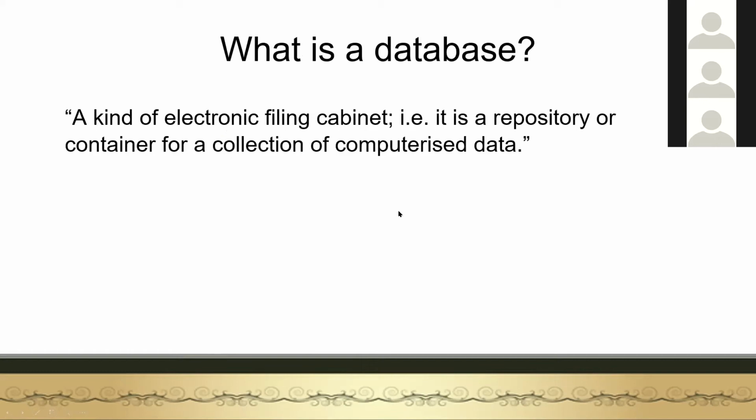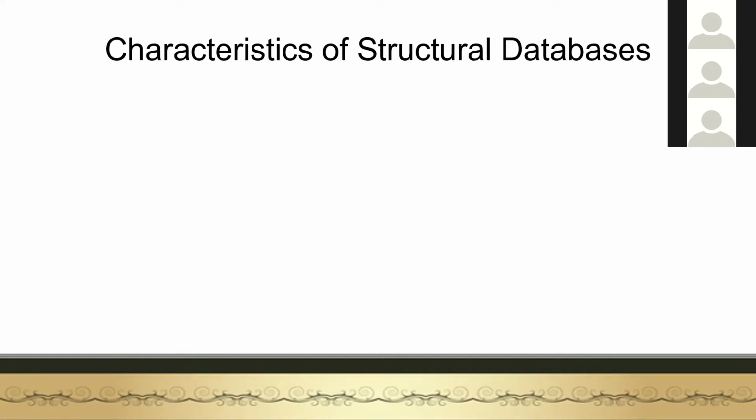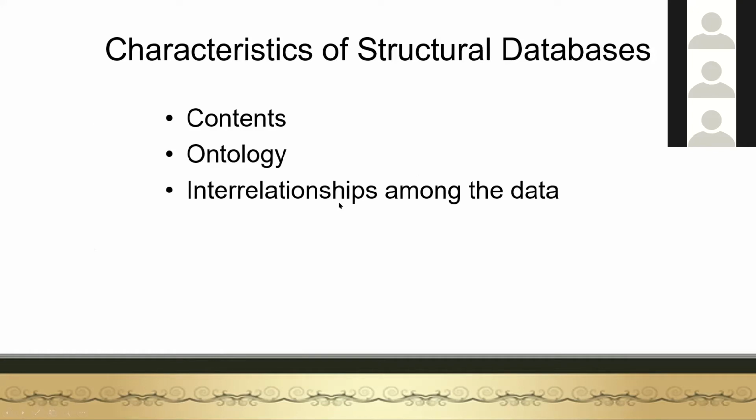So what is a database? A database is a kind of electronic filing cabinet. It's a repository container for a collection of computerized data. So the characteristics of a structural database include the content and the ontology, interrelationships among the data, and format of data.